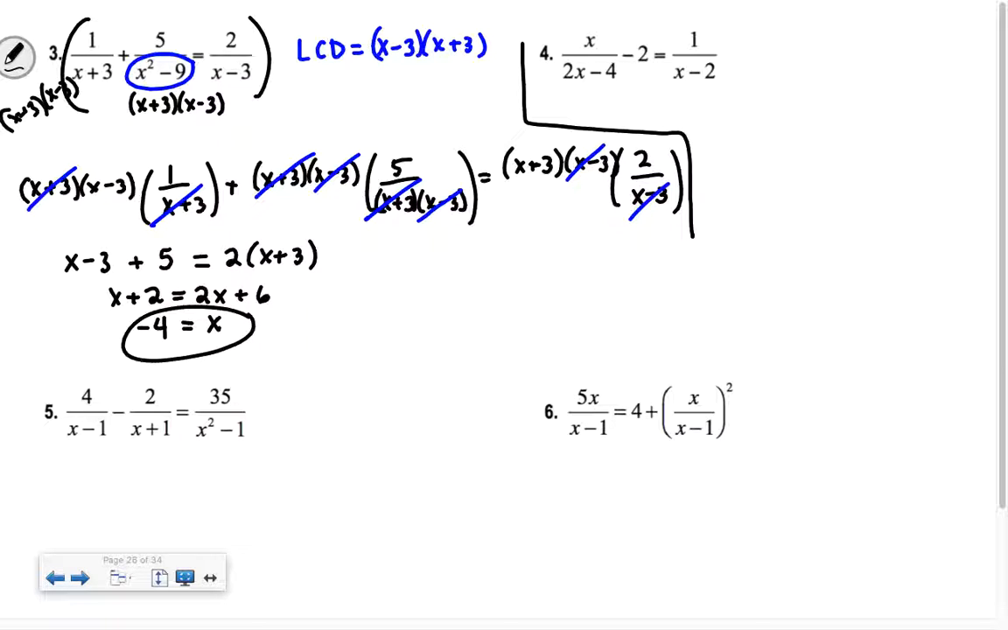Okay, good. Caleb, you with me? Totally. All right, so this next one, looking at our denominators. I have 2x minus 4.